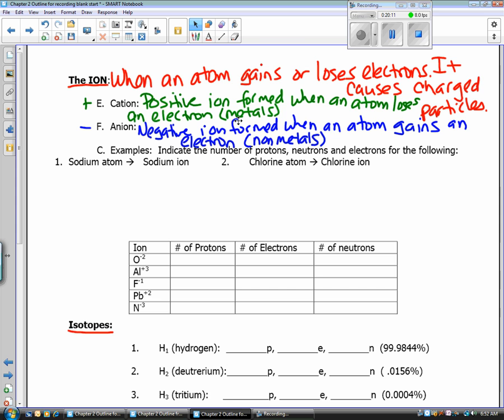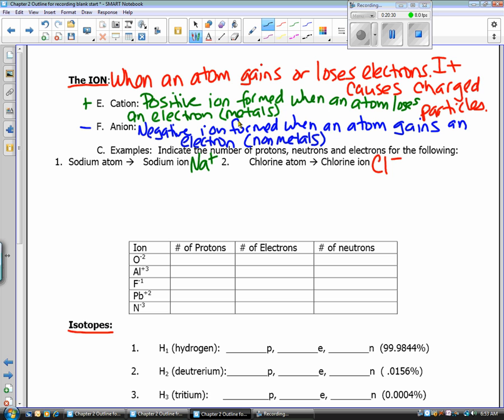Here's an example, and you might want to Google this picture. The sodium ion is Na, and it's going to become a cation. It's going to be positive, so it's going to want to lose an electron. Chlorine becomes an anion because it wants to gain an electron, to become like the noble gases.